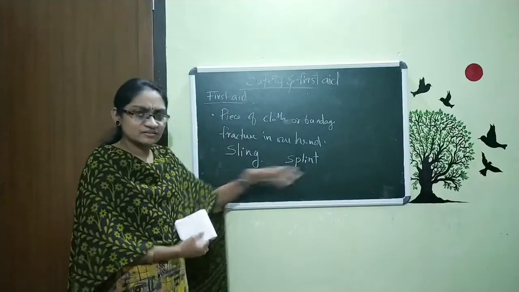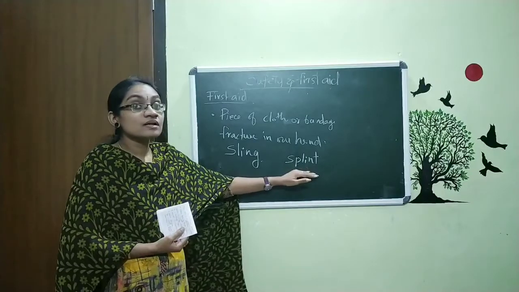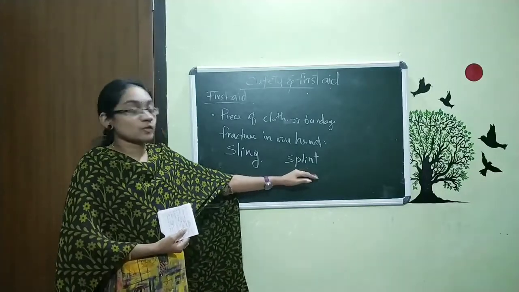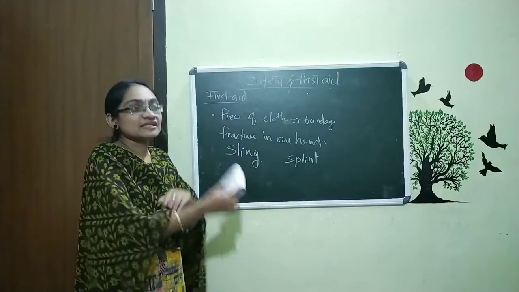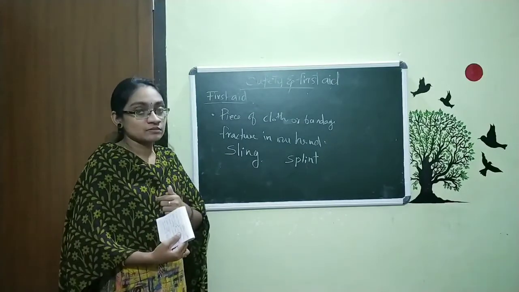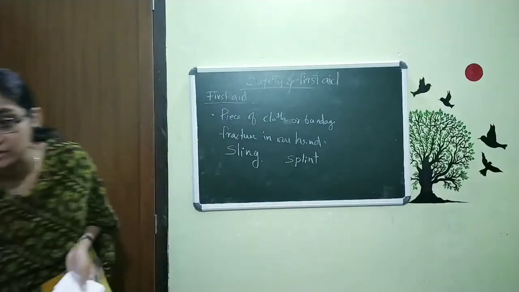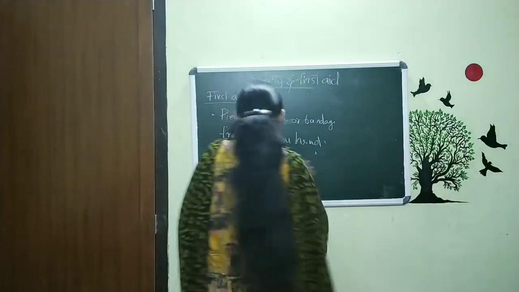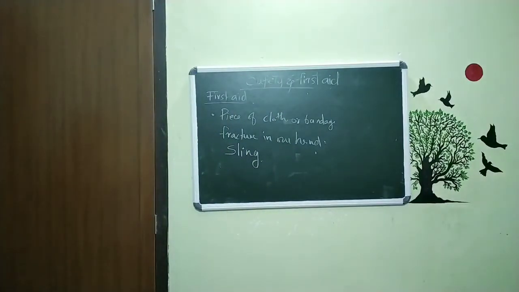Not only hand, it is also for our legs or anything. The aim is that it will prevent the motion of our bone. And what is the sling? Sling means the piece of cloth that gives support to our bones. That is the sling and the splint. Don't get confused with these two things. So this is about the hand fracture.